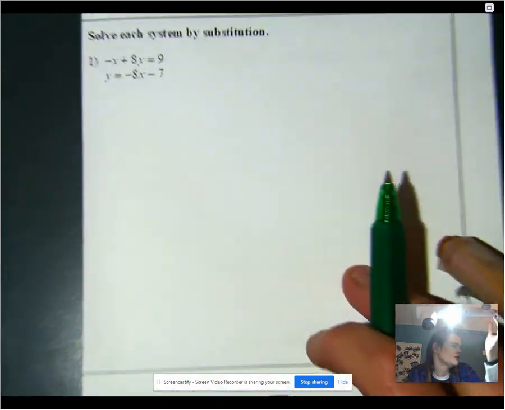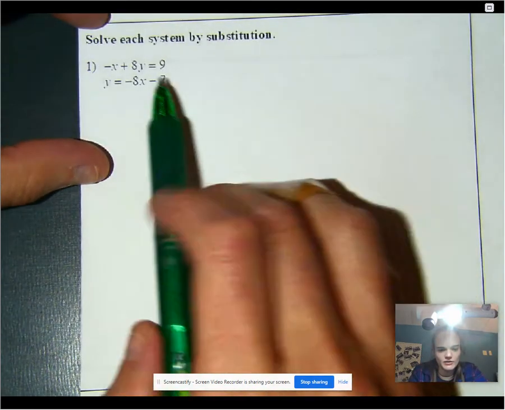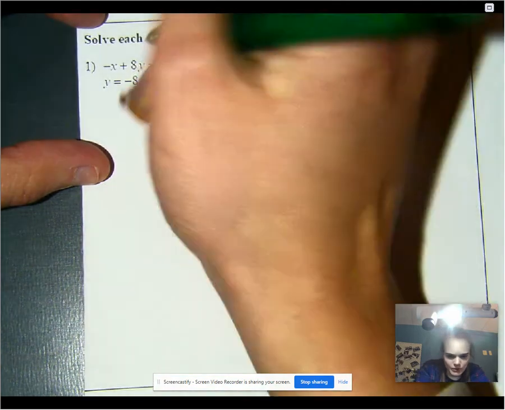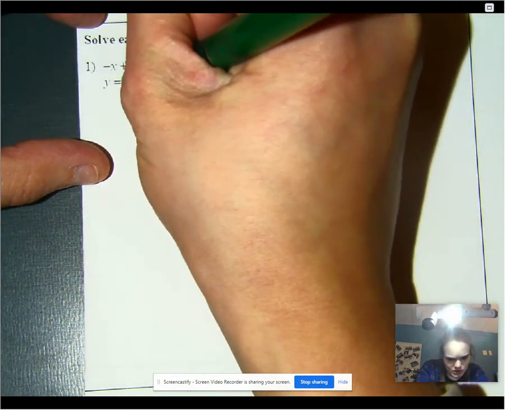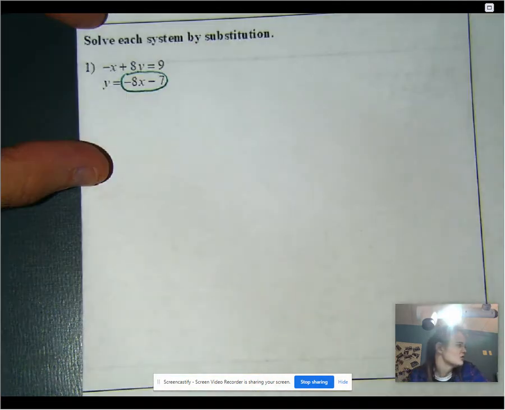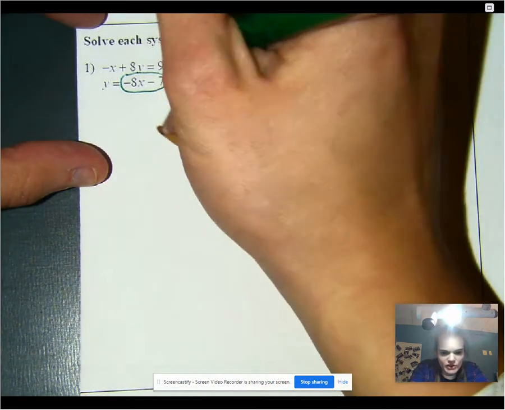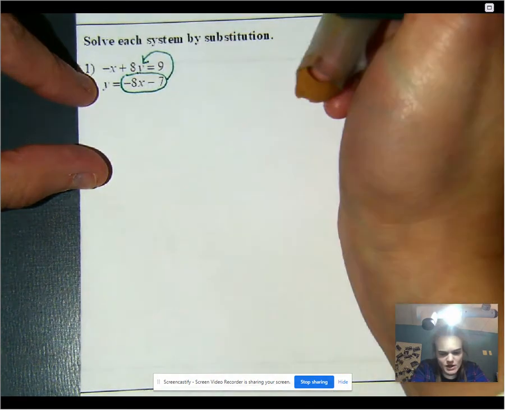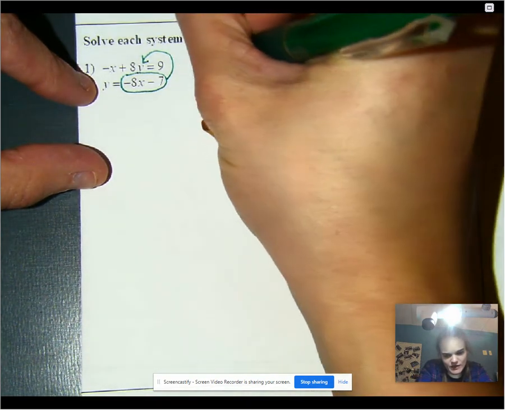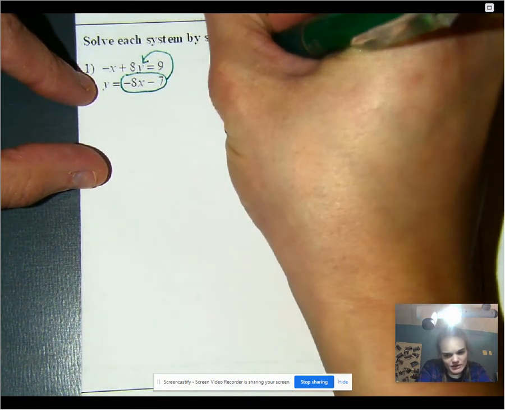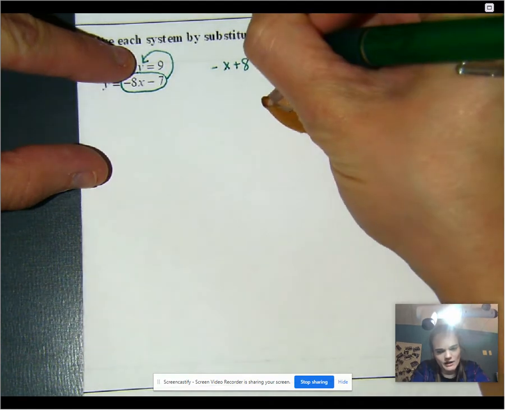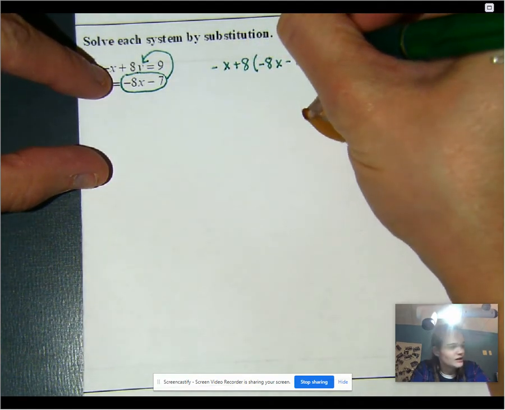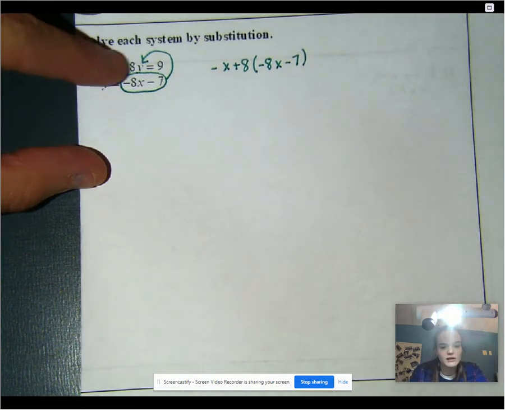So let's look at number 1. Number 1, solve each system by substitution. This is not x equals or y equals. This one is. So we are going to circle what is after the equal sign. We are going to substitute that in for y into this equation. So we will have negative x plus 8, but instead of y, we're going to put negative 8x minus 7 equals 9.